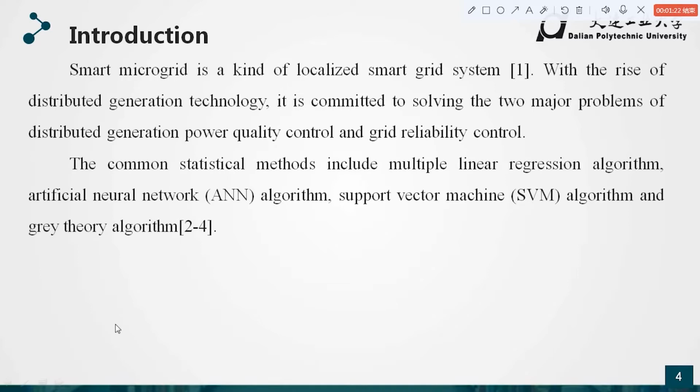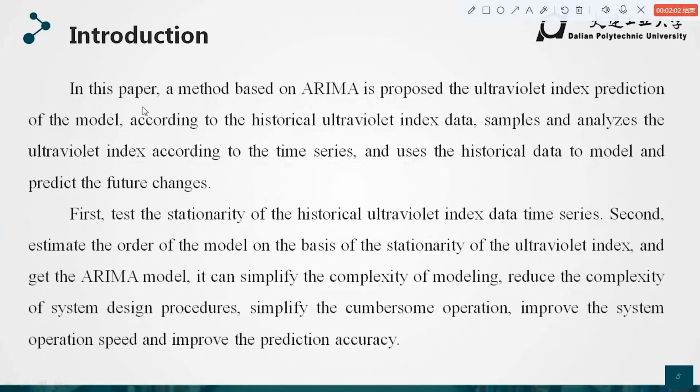The distributed power sources in the microgrid are mainly wind power and photovoltaic power generation. Due to the randomness of wind turbines, they have random and intermittent characteristics, which will affect the stable operation of the entire power grid. The common statistical methods include multiple linear regression algorithm, artificial neural network algorithm, support vector machine algorithm, and gray theory algorithm. However, they all have their own shortcomings in wind speed forecasting.